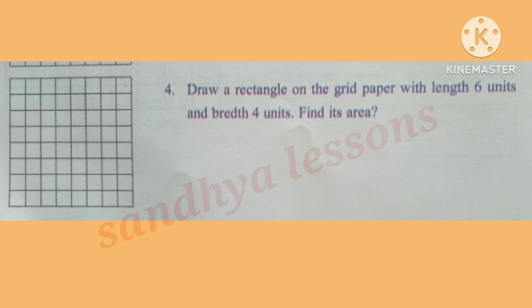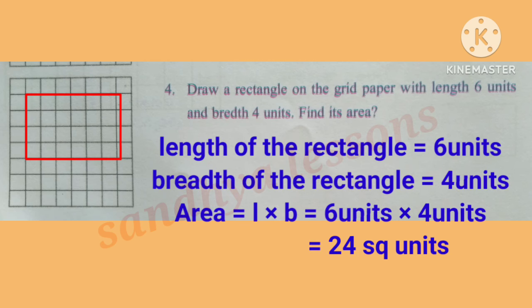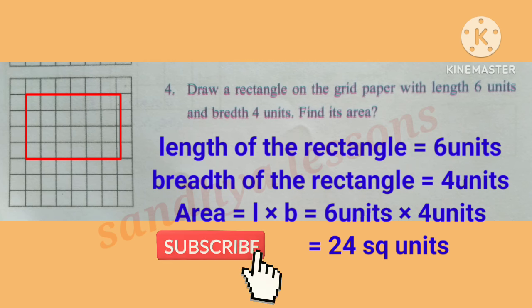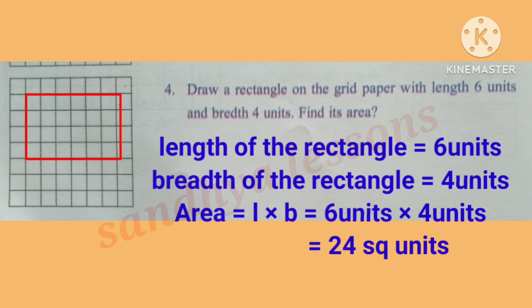Fourth problem, draw a rectangle on the grid paper with length 6 units and breadth 4 units. Find its area. Solution, length of the rectangle is equal to 6 units. Breadth of the rectangle is equal to 4 units. Area is equal to length into breadth, that is equal to 6 units into 4 units, which is equal to 24 square units. Therefore, area of the rectangle is equal to 24 square units.